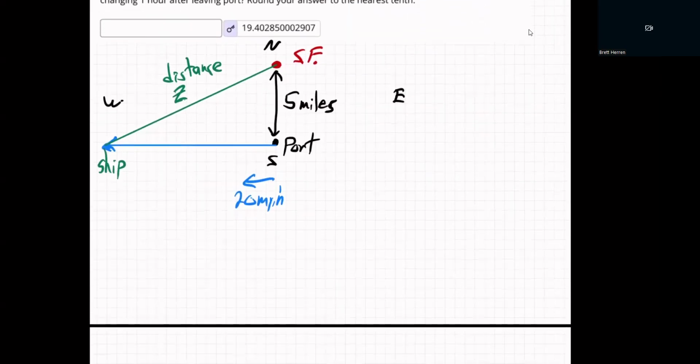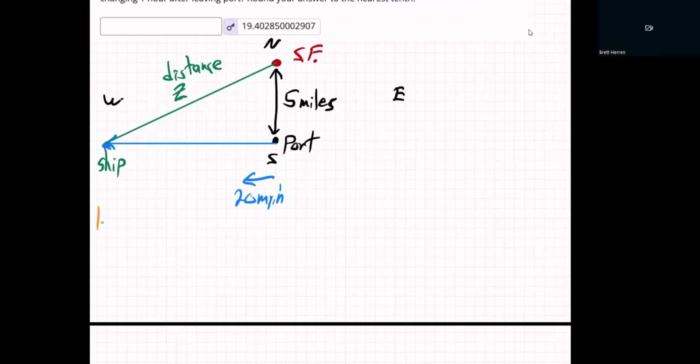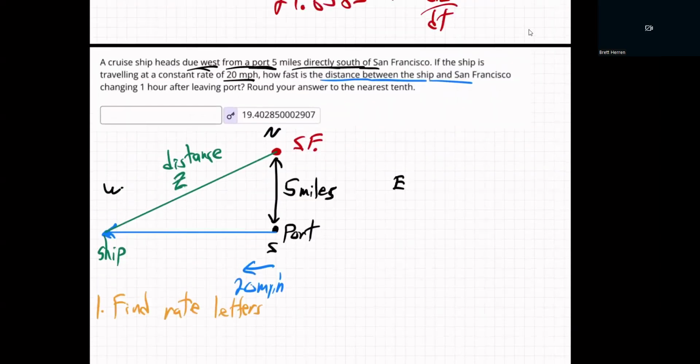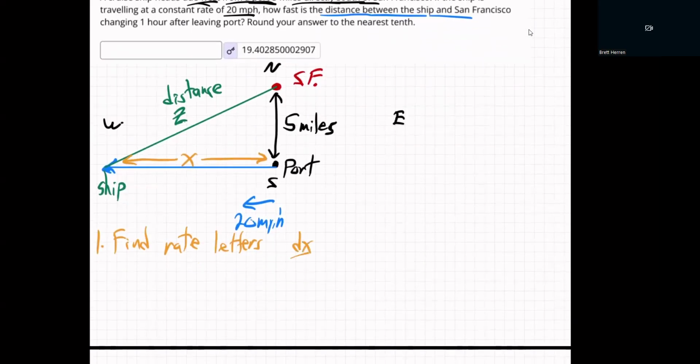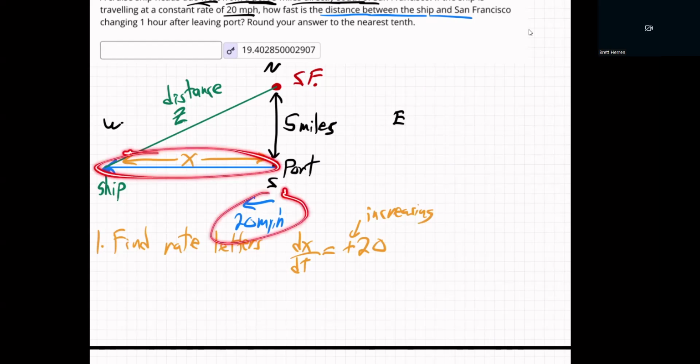All right, so step number one, find the rate letters. What rates do they speak of? Well, they're talking about the ship traveling. So let's call this X, which is the distance the ship is from the port, and dx/dt is changing by positive 20, right? Because it's increasing. Whenever a rate is increasing, it's positive, decreasing, it's negative, right? X is getting bigger by 20 miles per hour.